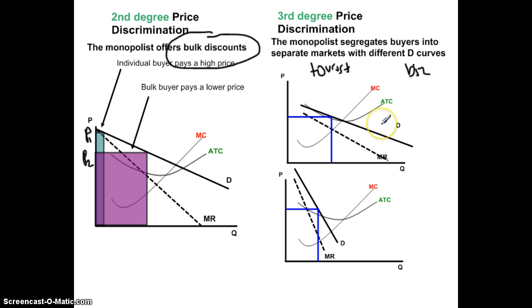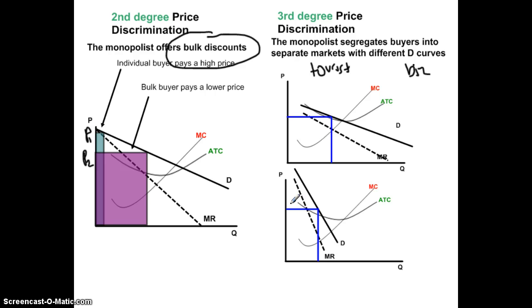And the tourists have a very elastic demand curve like this, right? Because if tickets go on sale, they're a lot more willing to buy them, and if they're expensive, they're a lot less willing to buy them. But business travelers have a more inelastic demand curve because if they have to be in New York, they have to be in New York.